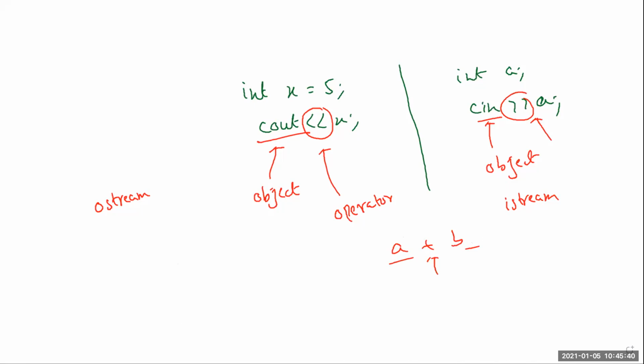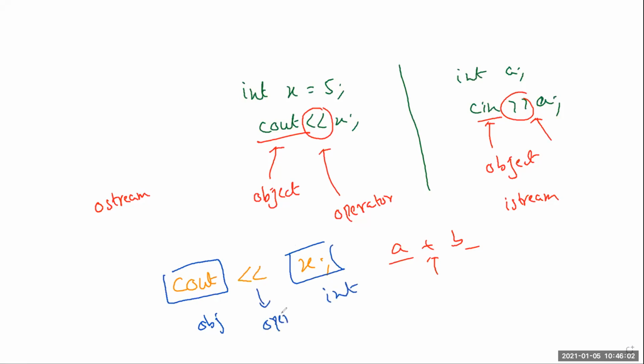Let me change the color so that it is more visible. You have, say, cout, this, and maybe x. So now on the left side you have an operand, on the right side you have an operand. So this is an object, this is some other data type, which in this case is an integer, and this is your operator.